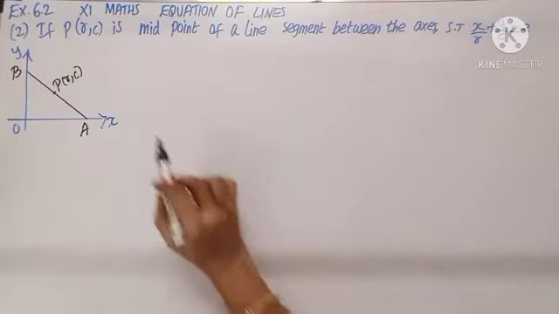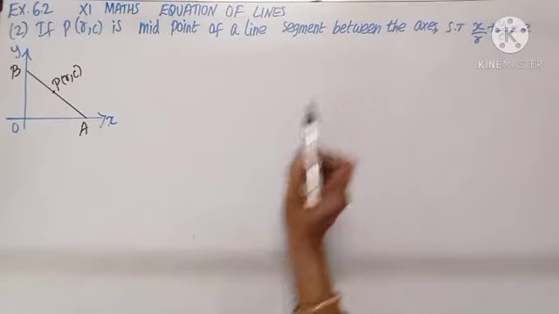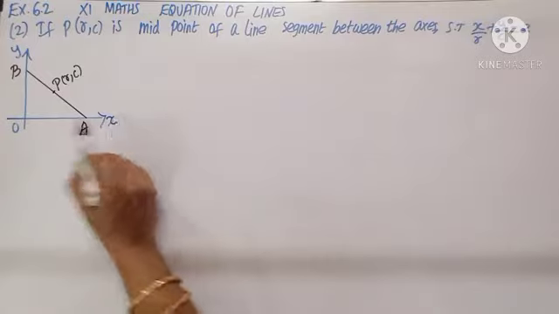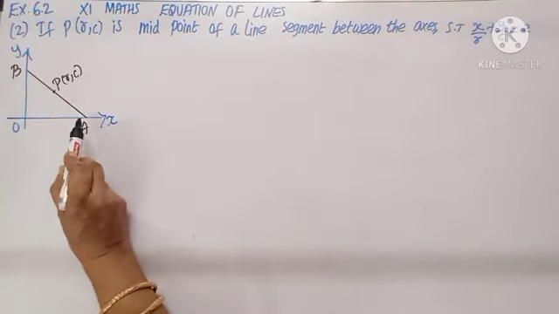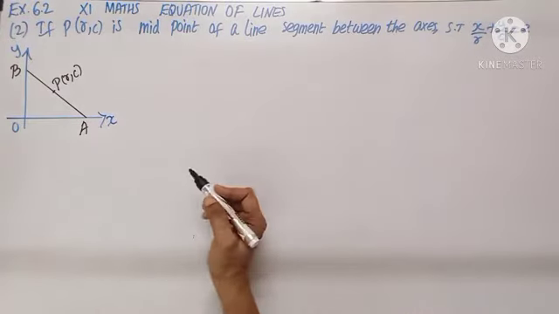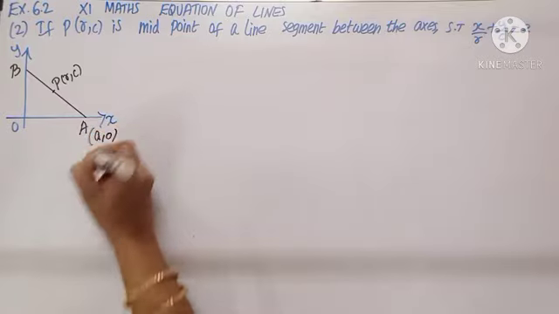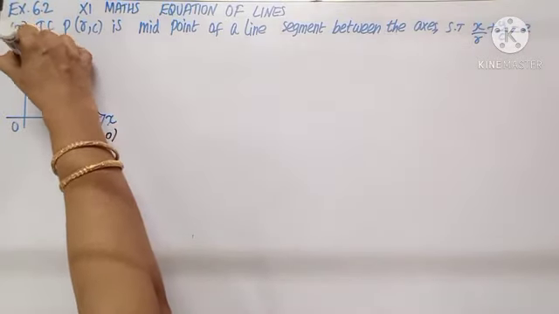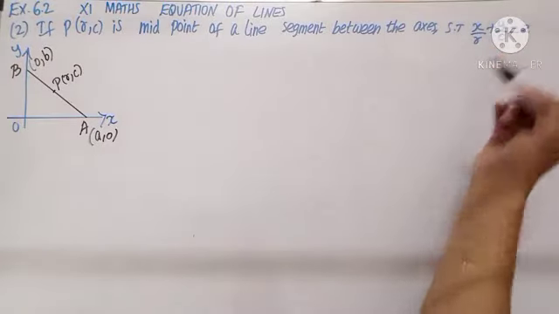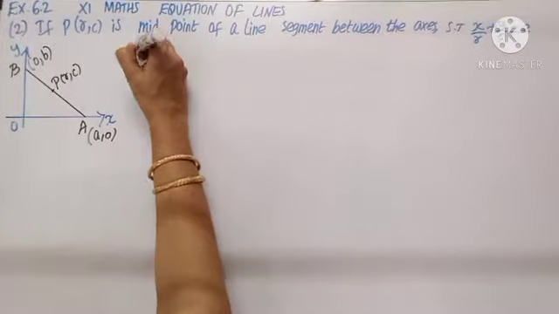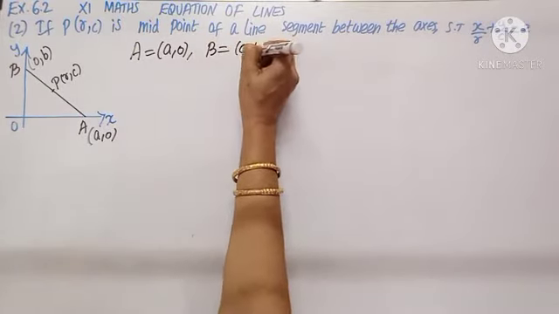Question number 2. If (r, c) is the midpoint of a line segment between the axes, x-axis and y-axis, this is the line segment. When I say it is between the axes, call the point on the x-axis (a, 0) and the point on the y-axis (0, b). We need to find the equation of the line. So let A equals (a, 0), B equals (0, b).